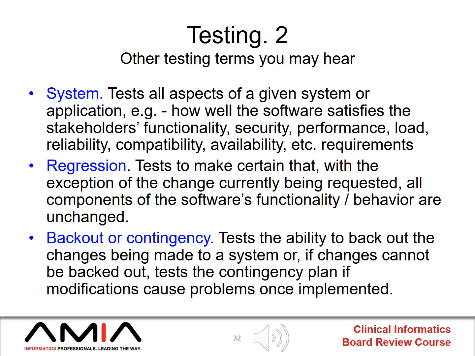System testing tests all aspects of a given system or application. And you can see the criteria we use in that testing. Regression testing is very common because, again, most of the time you'll be using this system will be after go live. And so you're going to be constantly making changes, putting in upgrades, addressing bugs. And when you do so, you need to test to make certain that, with the exception of the change you're introducing, all the other components function as they did before, so you don't harm something in your attempt to fix something. Back out or contingency testing tests your ability to back out changes being made if things don't go as planned.